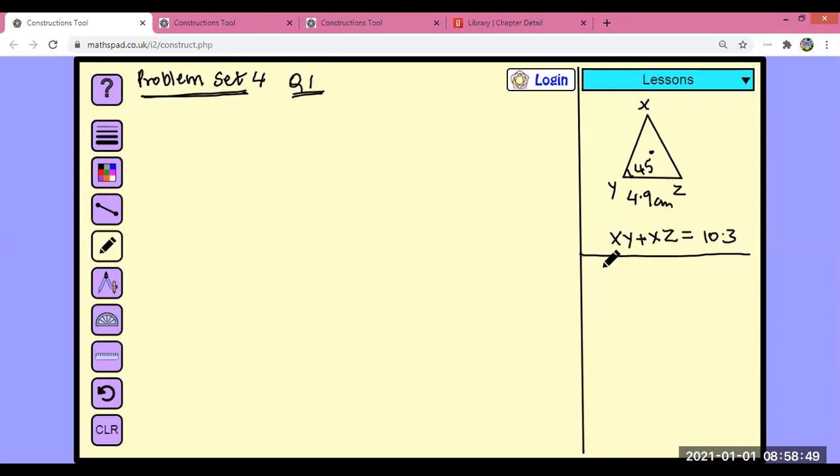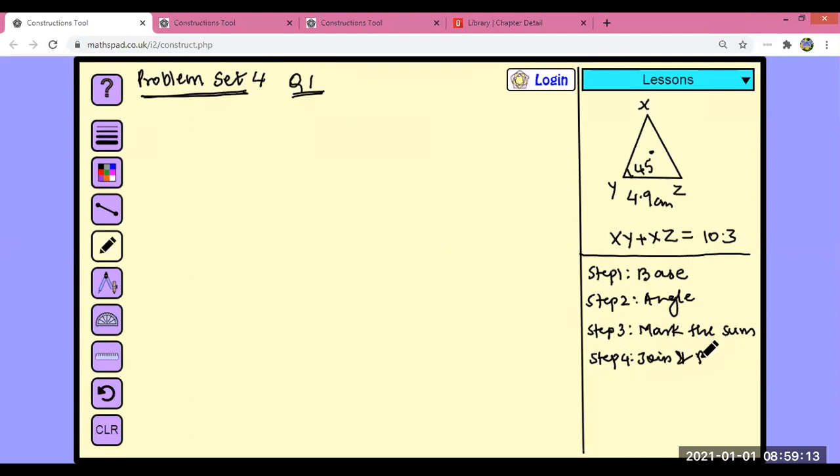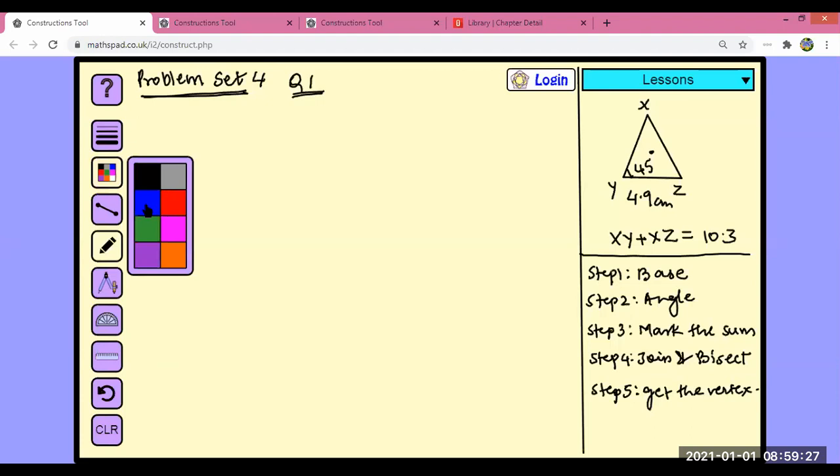We start with drawing the base. So step 1, draw the base. Step 2, we draw the angle, right? Step 3, use the sum or mark the sum. Okay, all the steps are interconnected. Once we mark the sum, join it to the base and bisect, right? So join and bisect. And finally, step 5, get the last vertex. Once you get the vertex, that completes the construction. Okay, so let's get started.